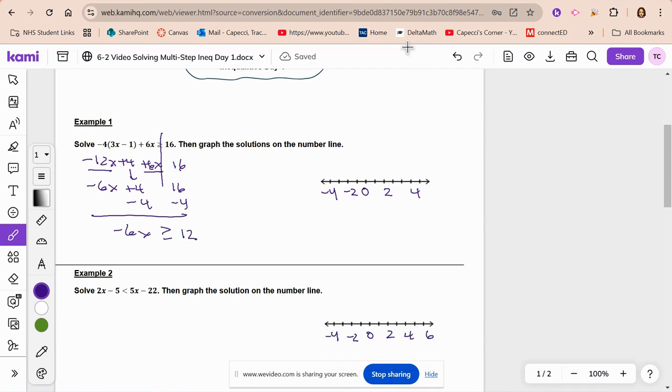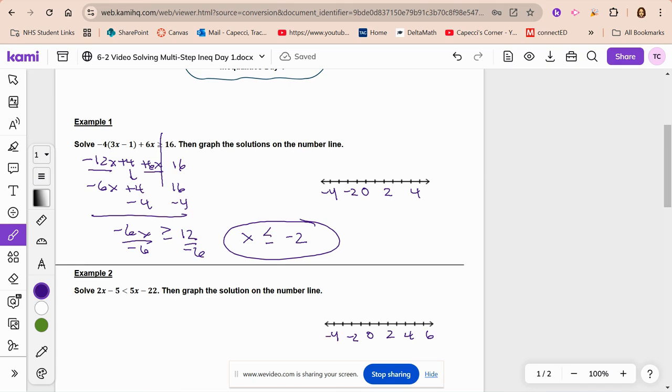Now I'm going to divide both sides by negative 6. But just remember, when you divide by a negative number, you've got to change the direction of the sign, right? So that was greater than or equal to. Now it becomes less than or equal to. So again, you have to remember that when you multiply or divide by a negative number, you change the direction of the sign. So my final answer is x is less than or equal to negative 2.